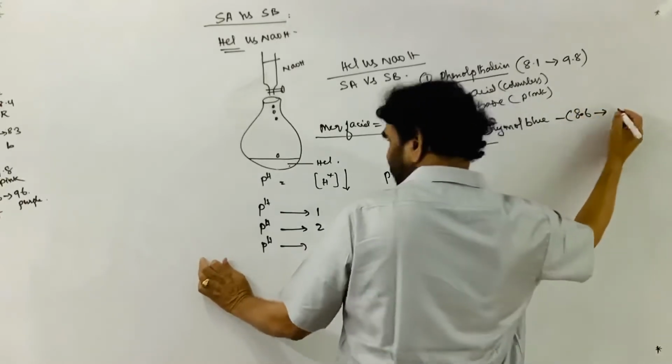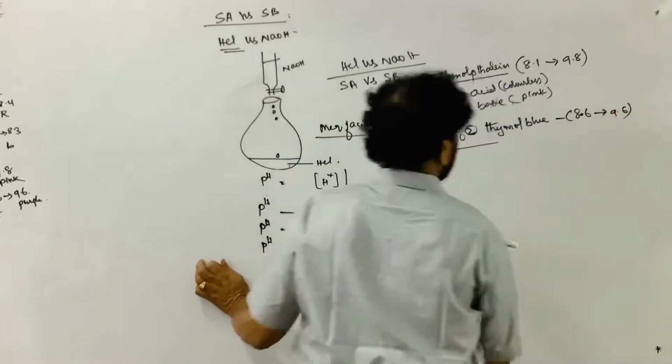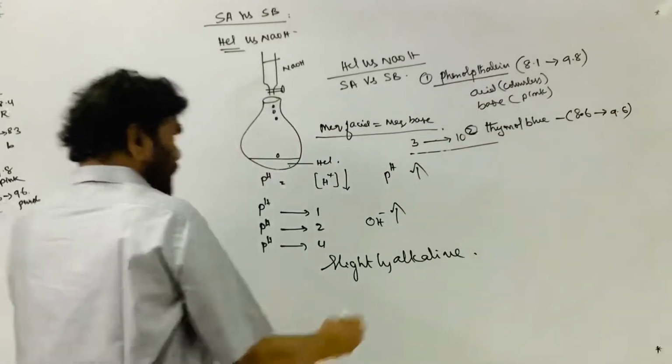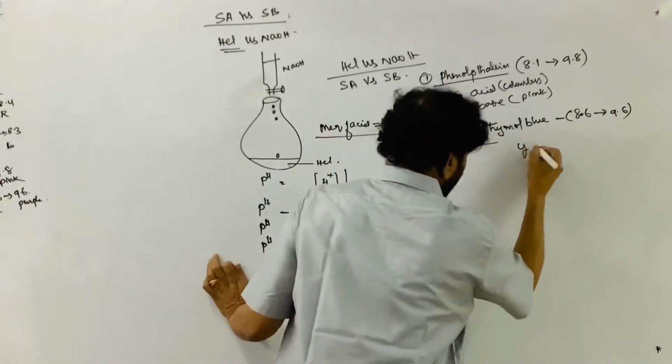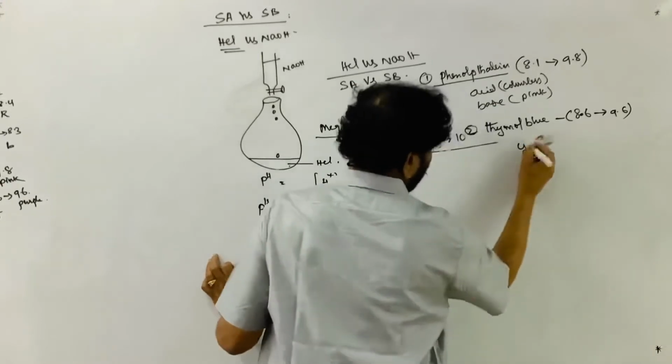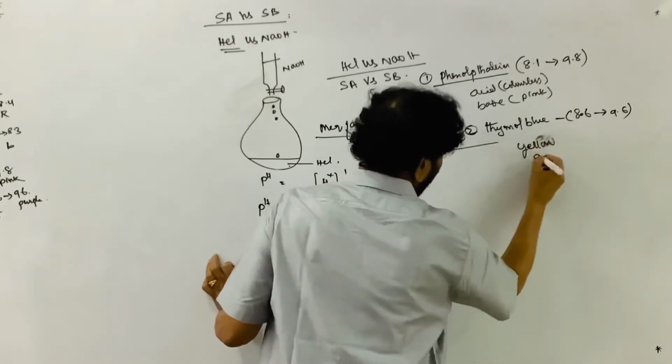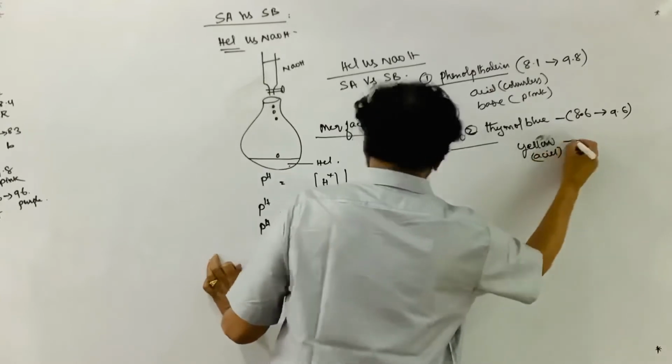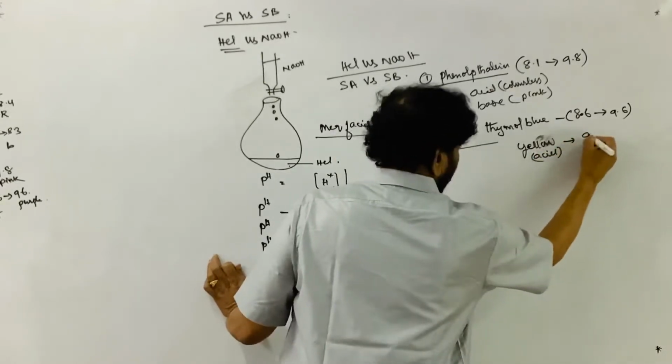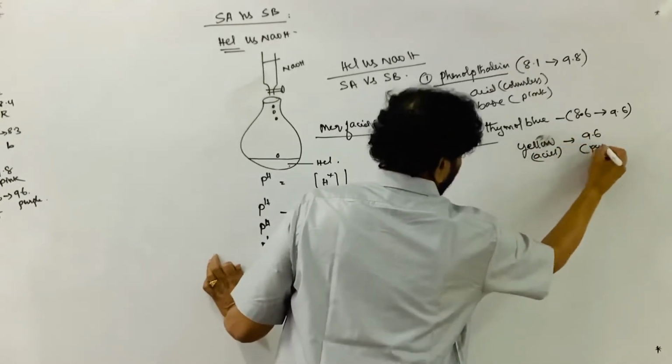8.62 and 9.6. This is thymol blue. It is yellow in acid, and blue to purple in base. At 9.6 it is purple.